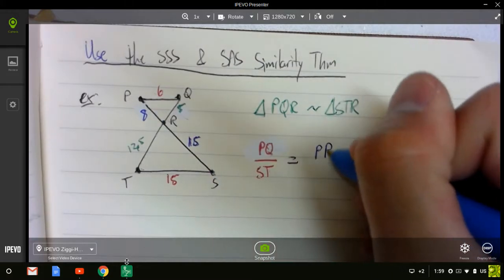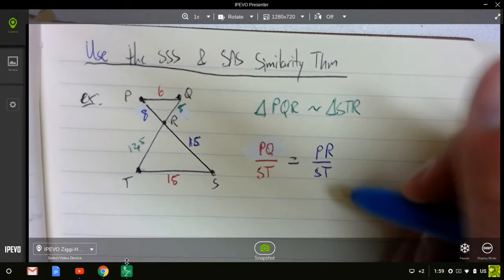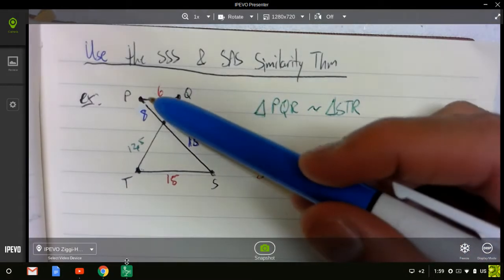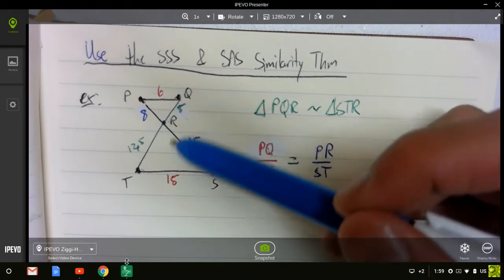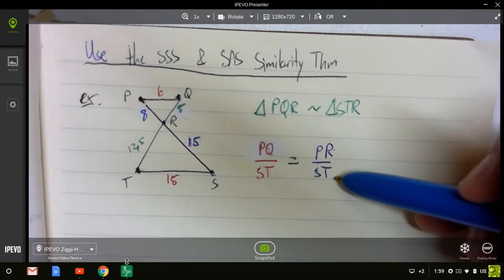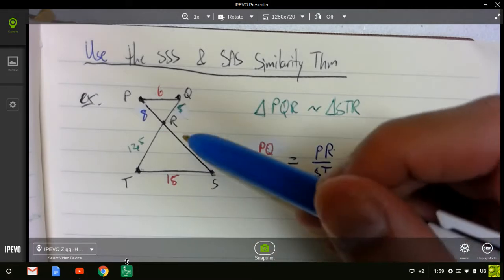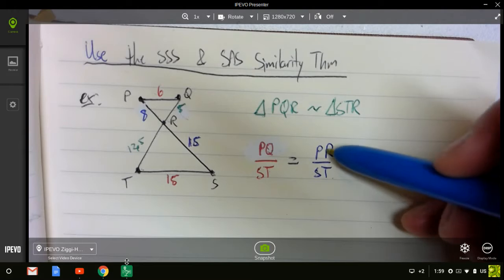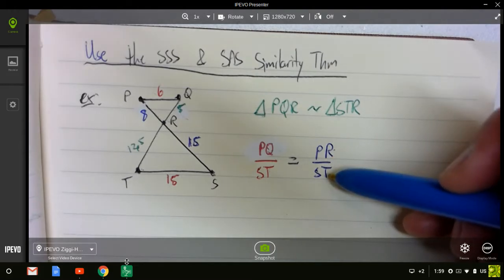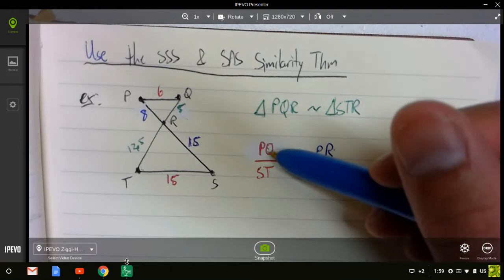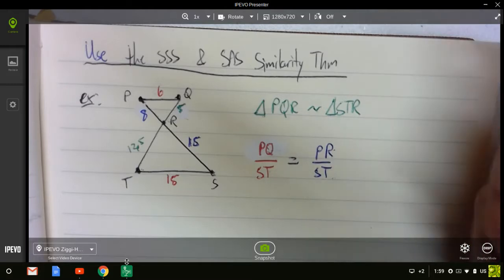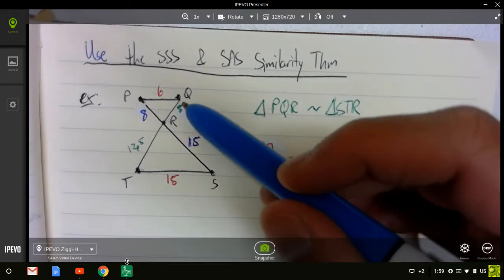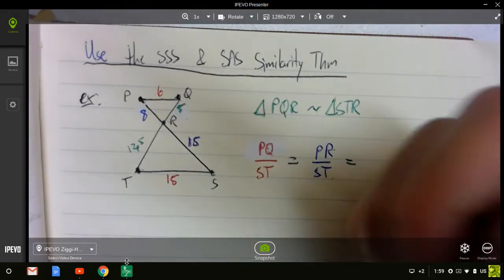So this is going to be PR over ST. Just to forewarn you, if you choose to make a ratio that has a small side to the bigger side, you have to keep that order consistent. So for PR and ST, I have to make sure that PR goes on the top as well, on the numerator of this ratio, because that's what order I chose in the previous ratio that I made. Okay, so the last ratio is going to be in green. That's QR to TR.